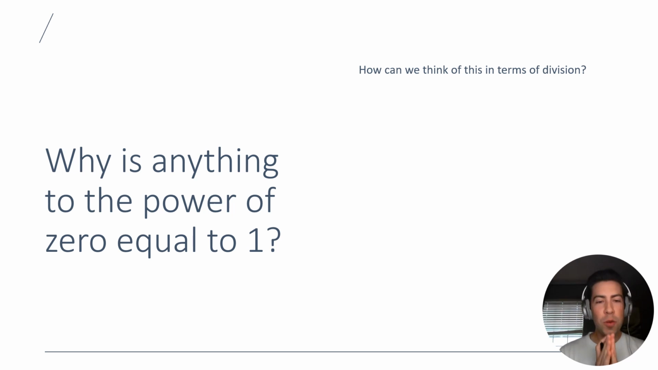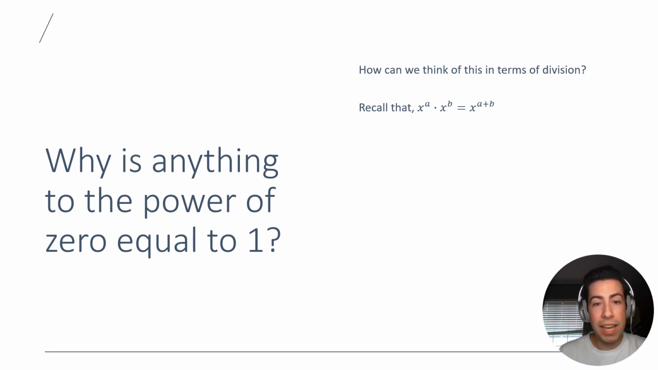Okay, so guys, this is super, super interesting, okay? And the question is, why is anything to the power of 0 equal to 1? Have you ever thought about this? I know I used to wonder why, and let me just give you the answer, okay? Think about it for a second. How can we think of exponents in terms of division, all right? So let's go ahead and think about this.